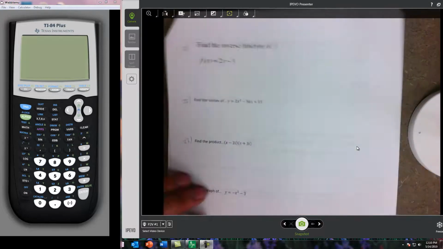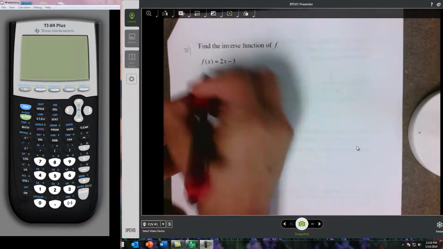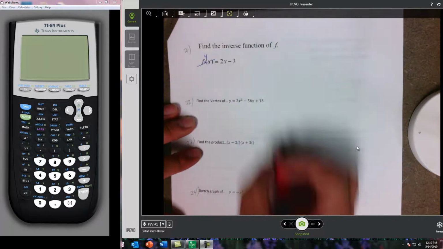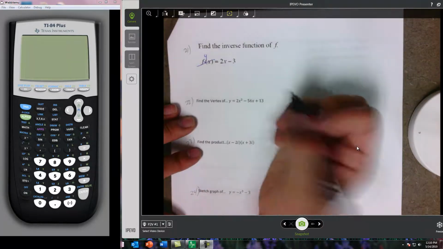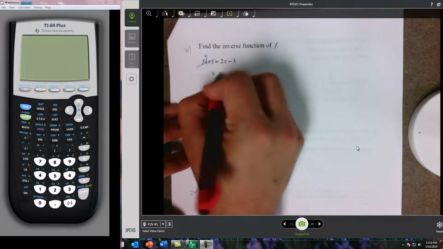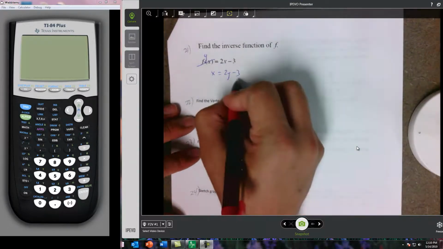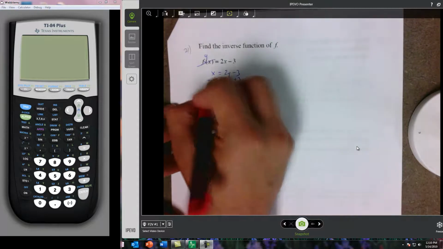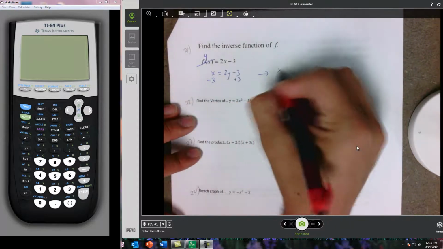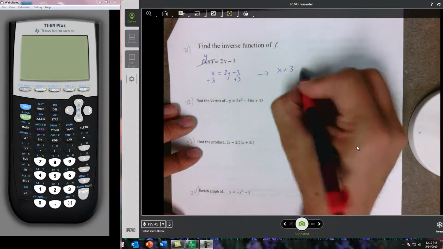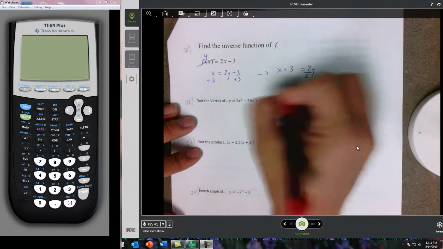Alright. 21, we're supposed to find the inverse. Remember that this is really a y equals, and so to find the inverse, we're going to switch x and y, meaning that we'll have x equals 2y minus 3. To find its inverse, I just need to solve for y, so I'm going to add 3 to get x plus 3 equals 2y, and to finish, we divide by 2.